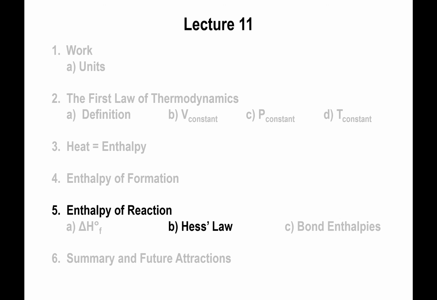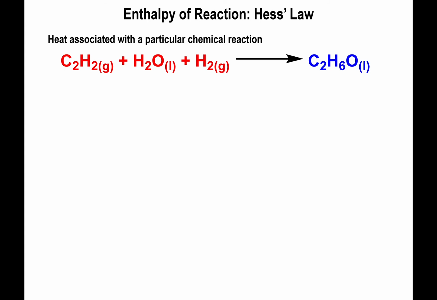Okay, the second method for determining the enthalpy of a reaction is something known as Hess's Law. And much like with the enthalpies of formation, you're still going to have a reaction that you're trying to find out the heat for, or the enthalpy for. In this case, we have C2H2 plus water plus H2 forming C2H6O.